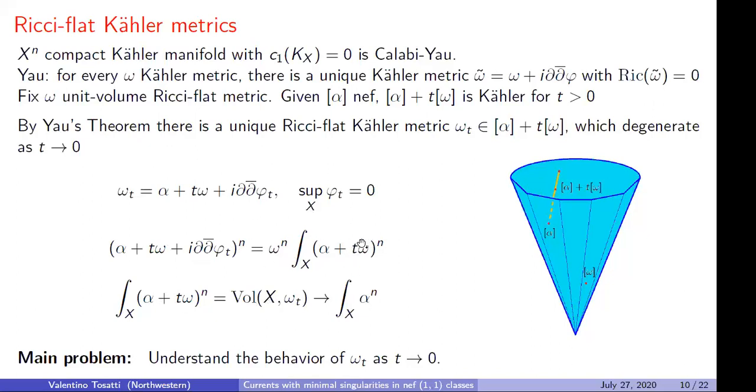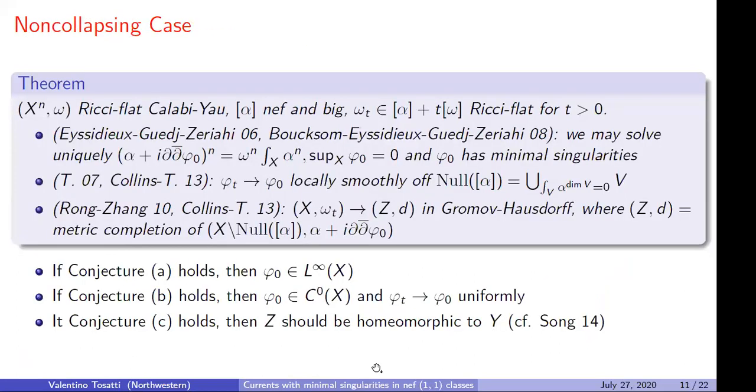You see, this number is the volume, up to factorials, of this Ricci-flat metric, and it converges to the self-intersection of the class alpha when t goes to 0. The main question I've been thinking about for a while is: can we understand the behavior of this Ricci-flat metric as t goes to 0? The most well understood case is the non-collapsing case, which means that alpha is assumed to be nef and big, implicitly not Kähler, otherwise the whole theorem is trivial.